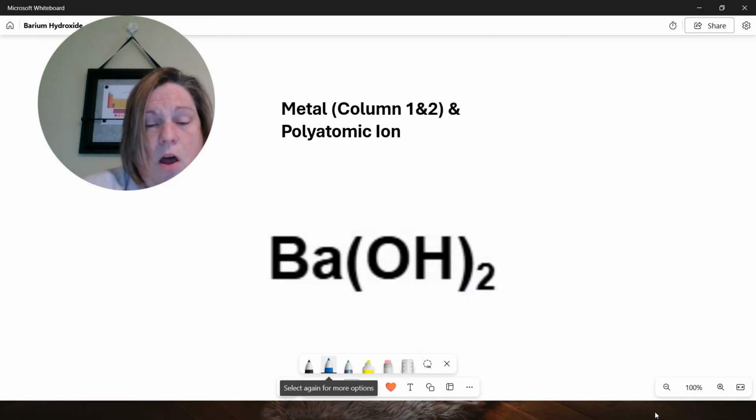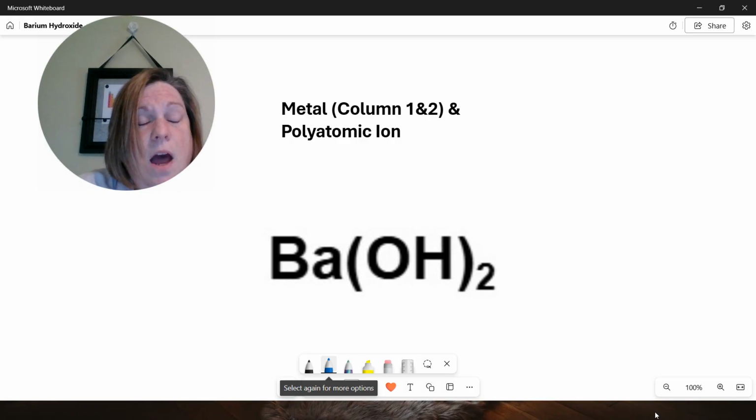Okay, our next compound has more than 2 capital letters. Up to this point, we've only looked at compounds that have 2 capital letters, a capital letter for the metal and a capital letter for the nonmetal. In this one, we have barium, which is a metal found in column 2.